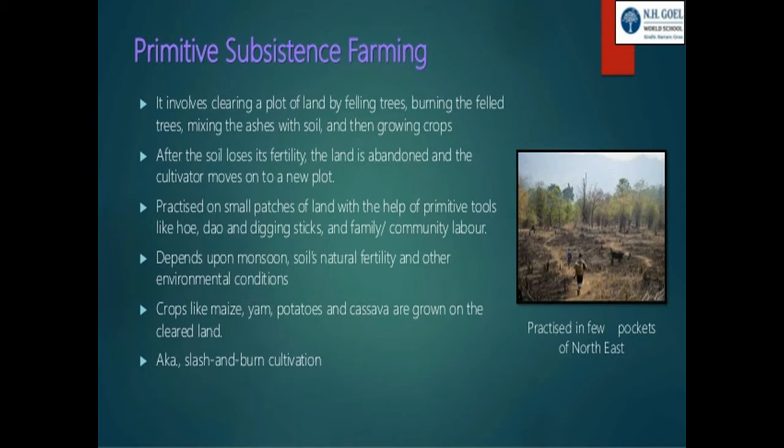In the thickly forested areas where rainfall is heavy and ground vegetation regenerates quickly, people clear a plot of land by felling the trees and burning them. Ashes are then mixed with the soil and crops like potato, yam, maize, etc. are grown. Once the soil loses its fertility, the land is abandoned and cultivators move to new areas. This kind of farming is still practiced in certain areas of the Amazon basin, tropical Africa and northeast India.